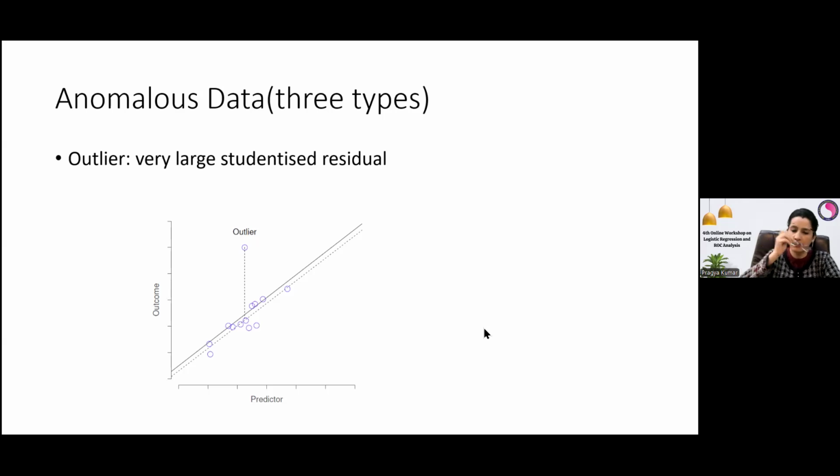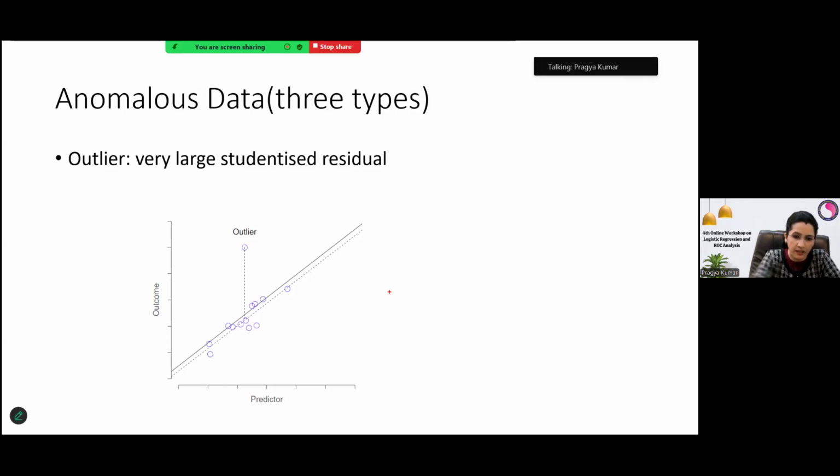So you can see what is this? This is again a plot of outcome and the predictor variable. And you can see here that this is an outlier. So why is this an outlier? Because this value is very large. If you see, this is the predictor, this is an outlier because this is away from this. So this is an outlier.